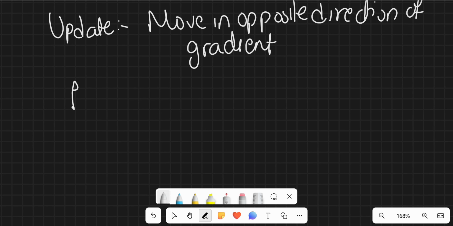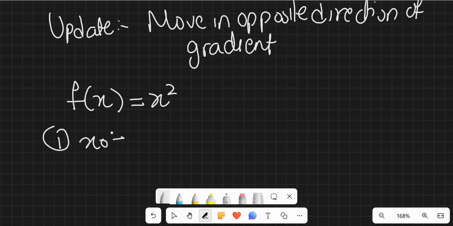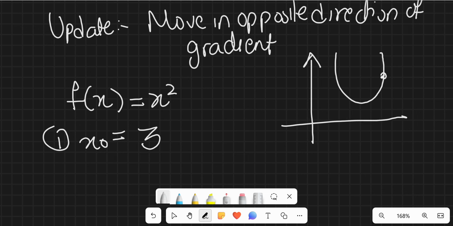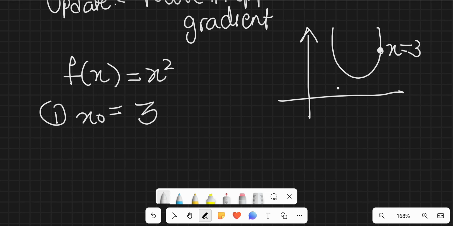Let us say I have a function f of x is equal to x square and I initialized my x0 as 3. So what will be the next point I will go to? As you know, this is how x square looks like, and right now I am at x is equal to 3. So what will be my next point? How do we do this?